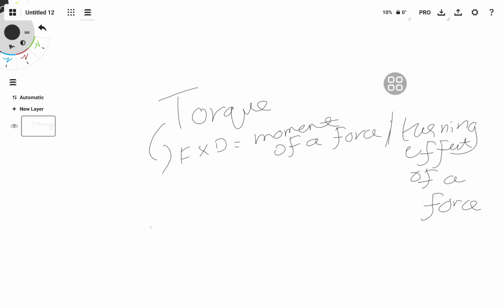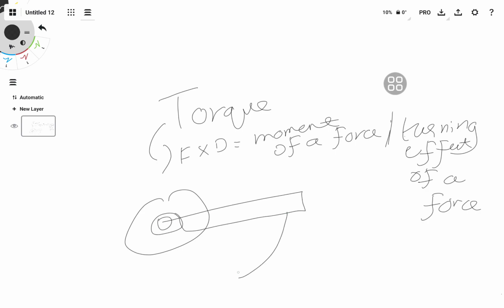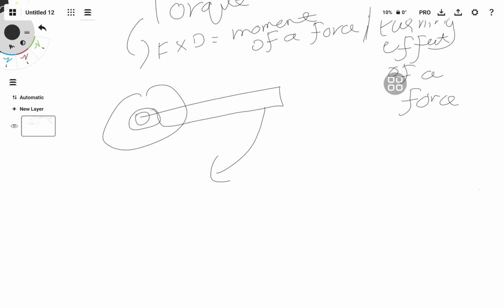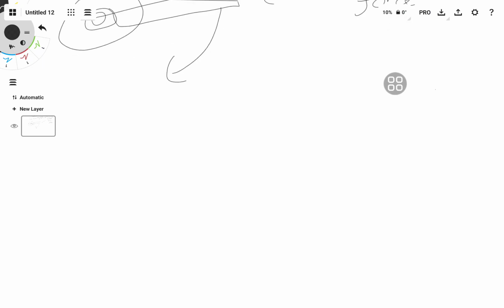So if we have a nut, and this is a bolt, and we move it like this, let's say anti-clockwise, then it turns and it moves, and basically it contains a turning effect. And we have the principle of moments, which is related to equilibrium.